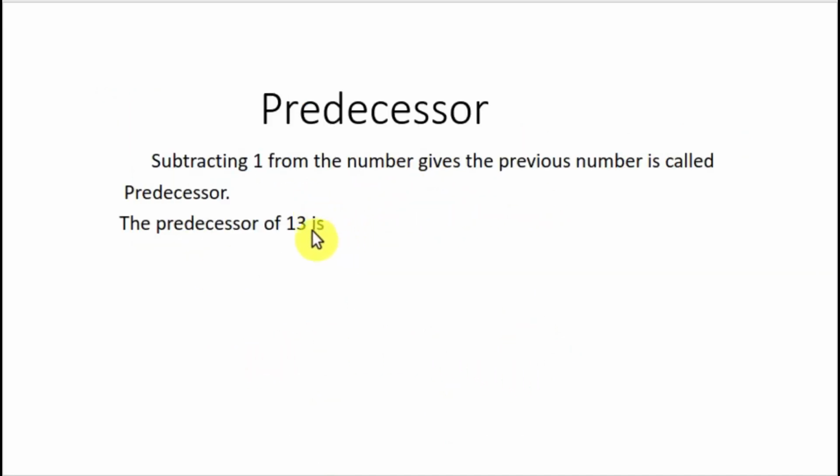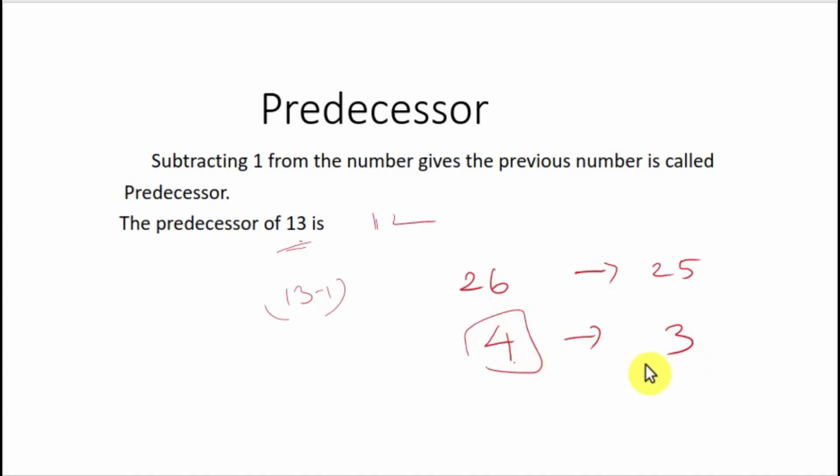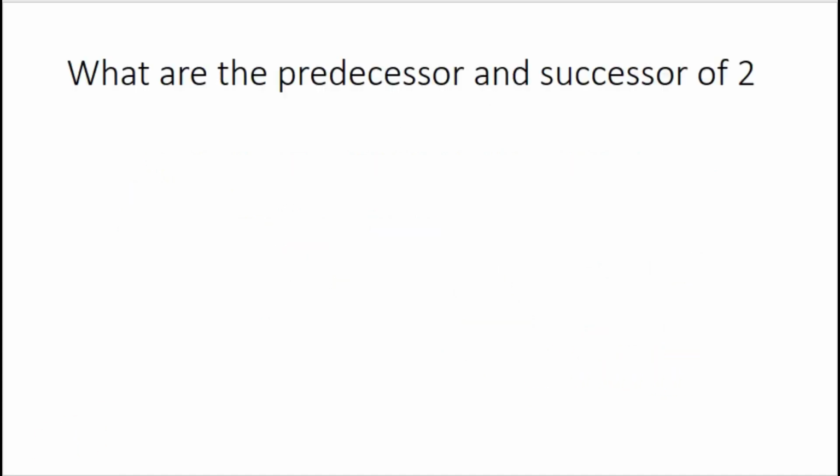So, what are the predecessors? Subtracting 1 from the number gives the previous number, that is called the predecessor. For example, the predecessor of 13: we have to subtract 1. So, 12. Next, what is the predecessor of 26? That is 25. What is the predecessor of 4? That is 3. We have to subtract 1 from the number to get the previous number.